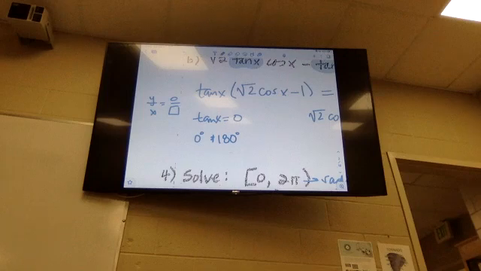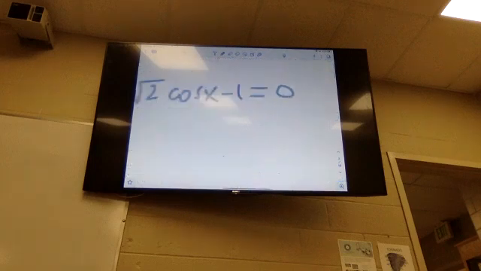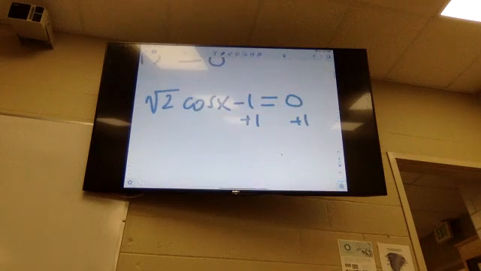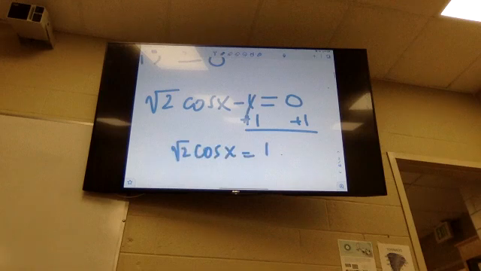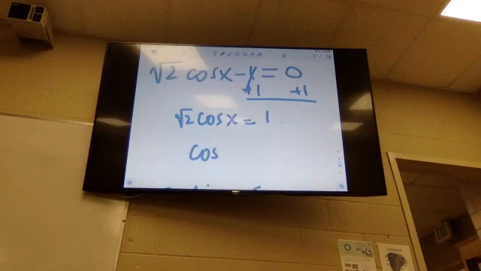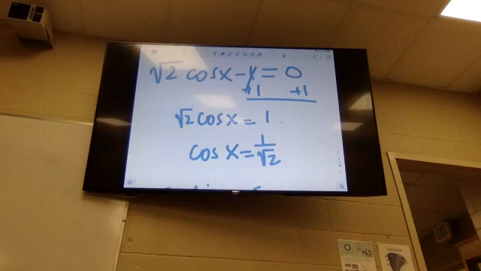Now for the other one, I got to get cosine of x by itself. So let's move our 1 over, add 1 to both sides, divide by √2. So cosine of x equals 1 over √2. Ooh, that's not on my unit circle. What's that the same thing as, though, on my unit circle? √2 over 2. If we rationalize it, this is the same thing as √2 over 2.